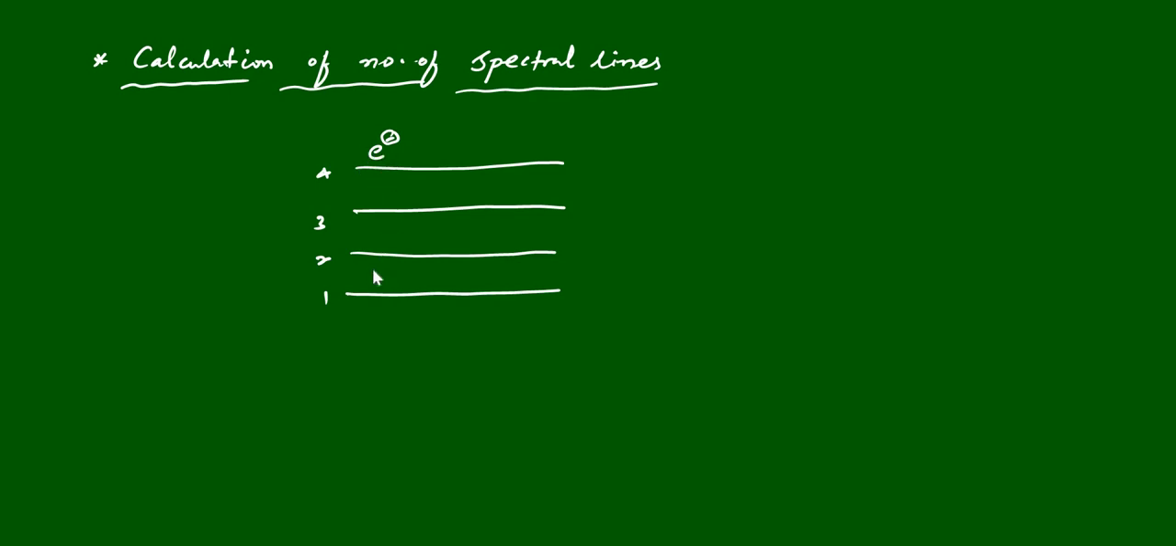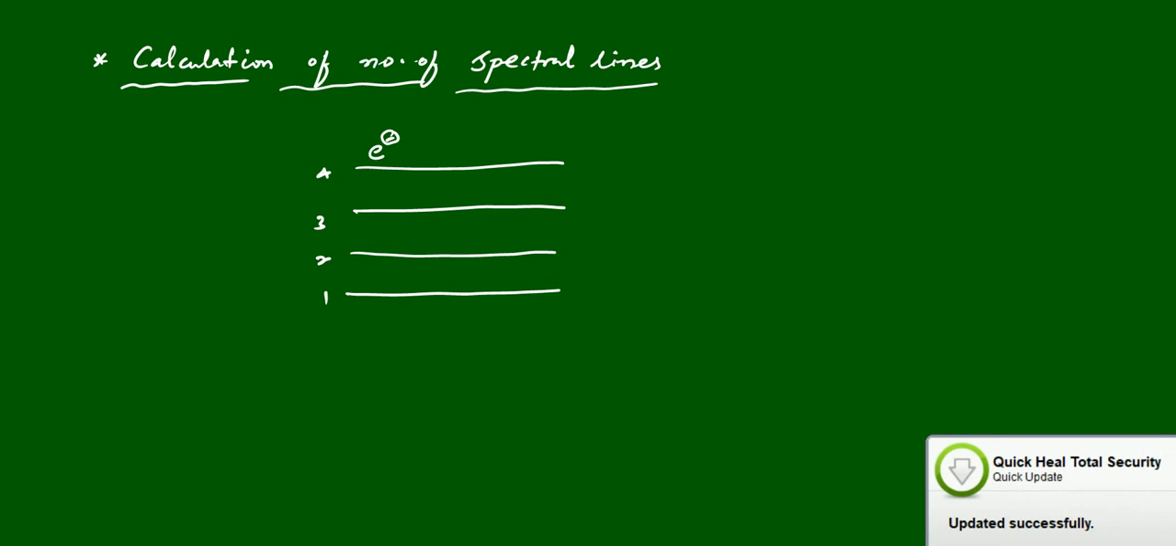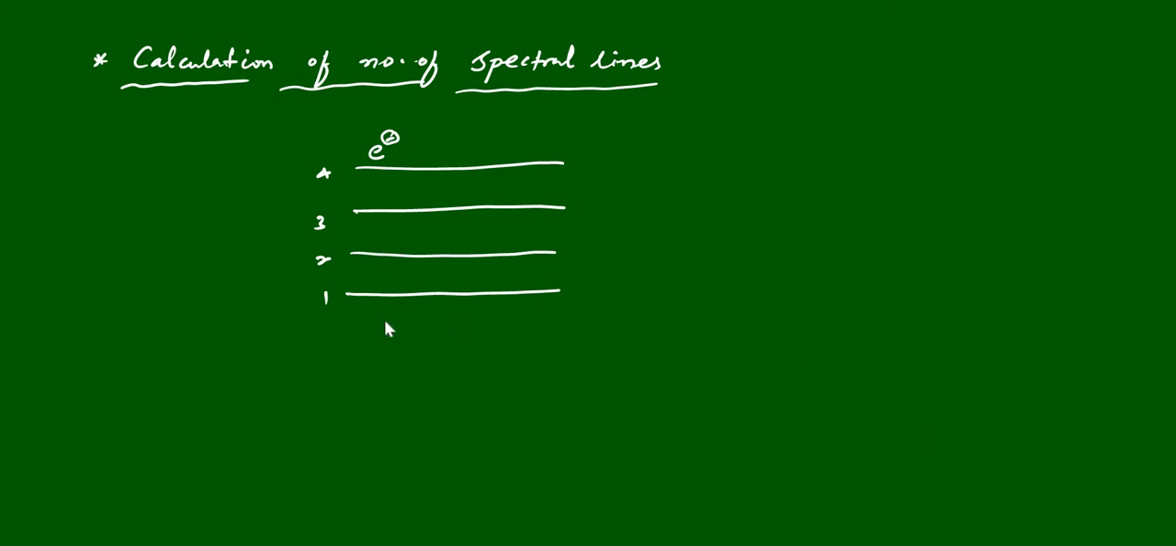Then when it comes back to the ground state, or in between, it may come back from 4 to 3, 3 to 2, 2 to 1, and so on. Then how many spectral lines can there be? Each spectral line indicates one radiation, and each radiation indicates one spectral line. When the electron is in the fourth level, it may come directly to the ground level. We have one possibility like this. Next, another possibility. Here we have to check the possibilities only.